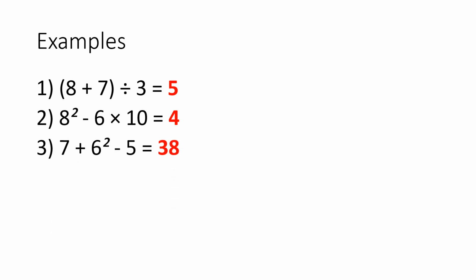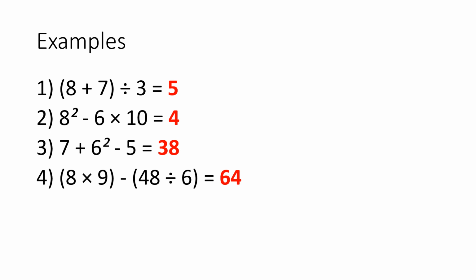The next one, 7 plus 6 square minus 5. Here we need to go for the exponents part first. So it is 36. 7 plus 36 minus 5 is equal to 38. The next one, 8 into 9 is in parenthesis. Similarly, 48 divided by 6 is also in parenthesis. Solve the ones which are in parenthesis first and then subtract to get the answer.